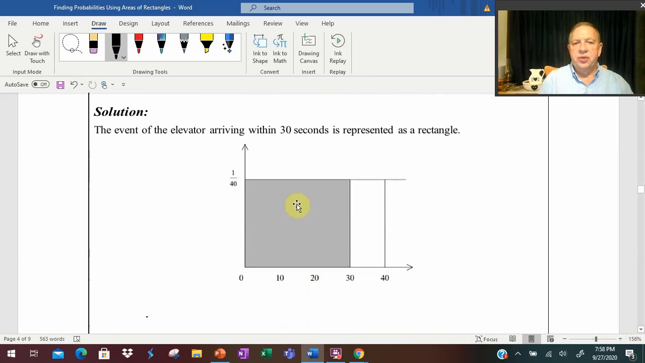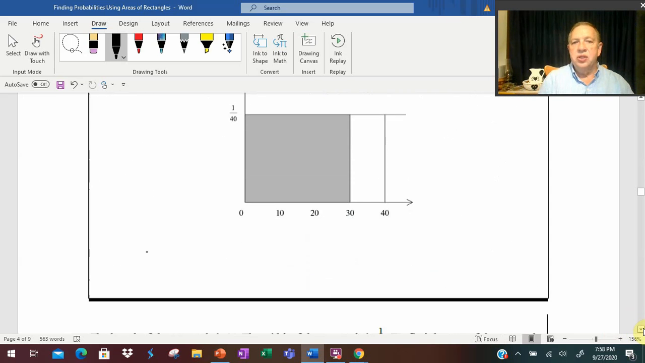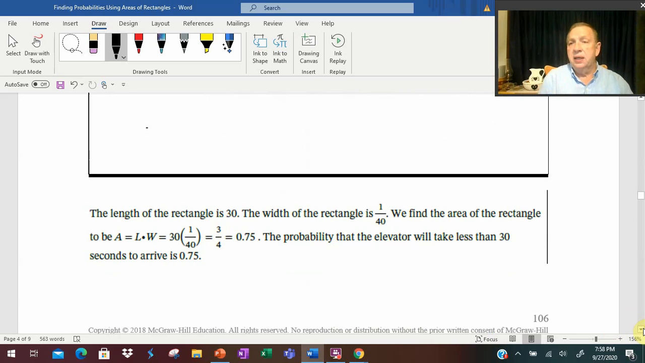So there's the picture. Here's the area that we needed. And to find that probability, we just calculated that from just basic area, okay? 30 times 1 over 40, that's the 0.75. So the probability that the elevator will take less than 30 seconds to arrive is 0.75.